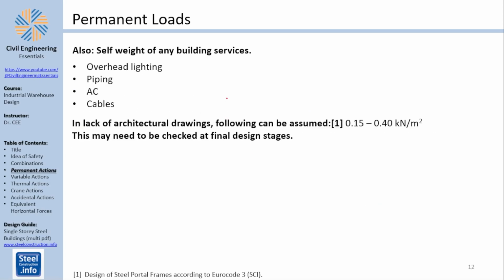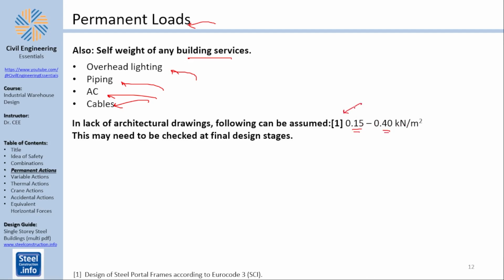With that being said, for the permanent loads, there are other things that need to be added, like building services, for example, overhead lighting, piping, air conditioning, cables. If you don't have architectural drawings, you can assume it to be between 0.15 and 0.4 kilonewton per meter square.